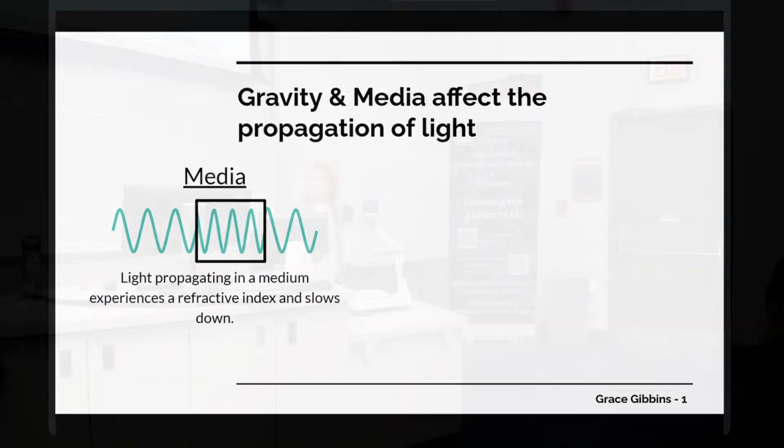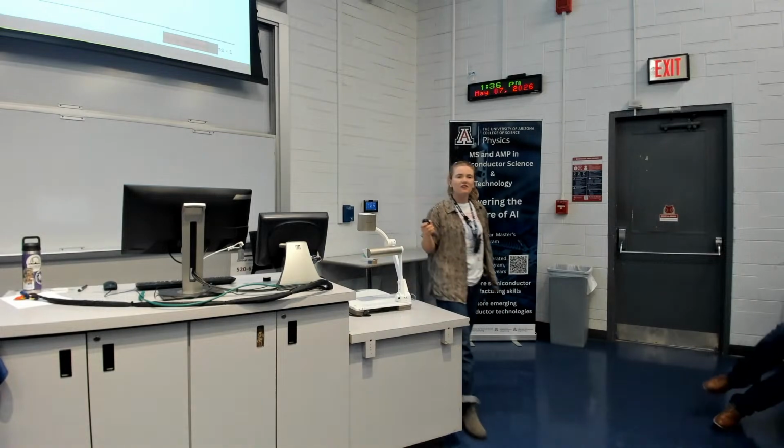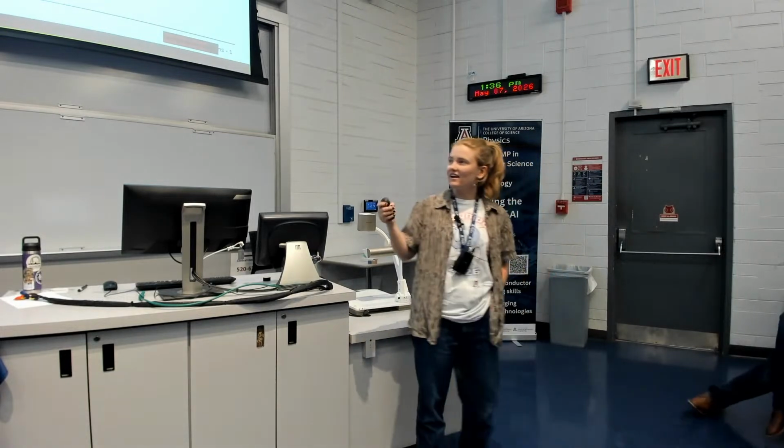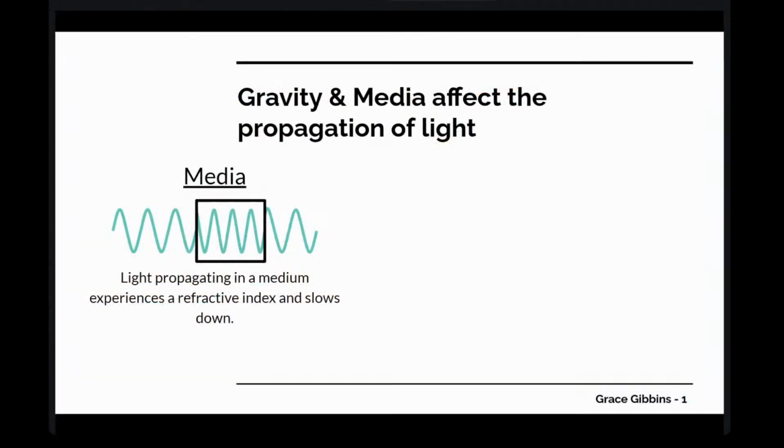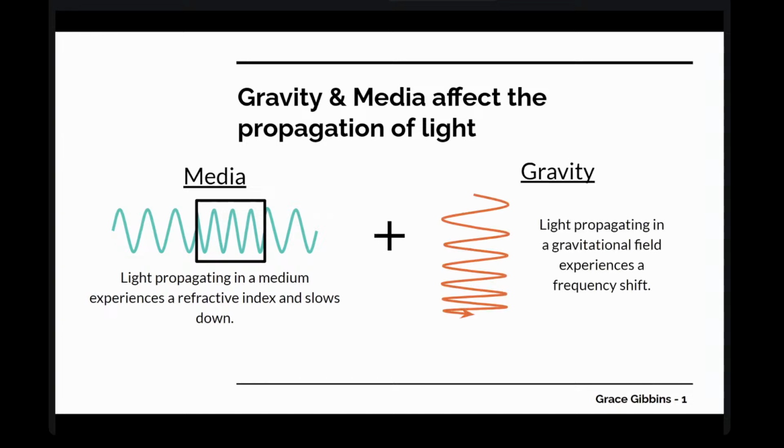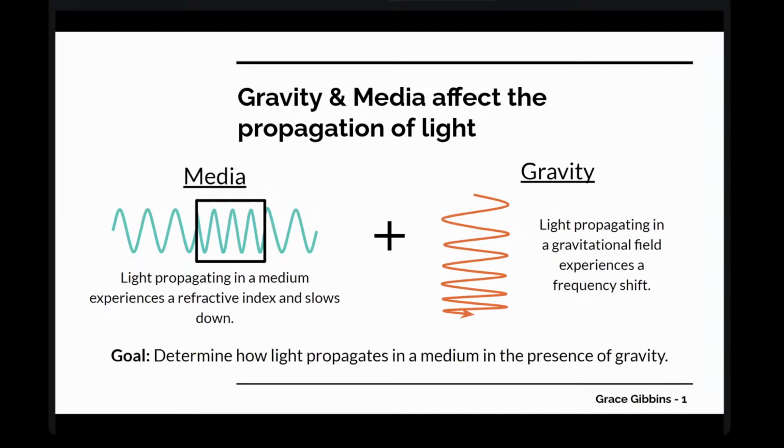As we know, when light enters a medium, the refractive index effectively slows the light inside the medium. And then what you might or might not know is that in the presence of gravity, light experiences a frequency shift depending on your space-time geometry.